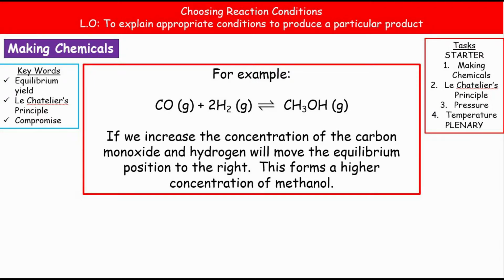And what we're actually going to do is take each of those principles in turn. So if we consider the concentration first of all, if we increase the concentration of the initial gases, so the carbon monoxide or the hydrogen or both, then what we're going to do is move the equilibrium position to the right. Because if we remember what we said last lesson, by increasing the concentration of a chemical substance, the equilibrium position moves away from that. So if we increase the concentration of any of the reactants, then the equilibrium position moves to the right towards the product. So we're going to make a higher concentration of methanol, which is good.